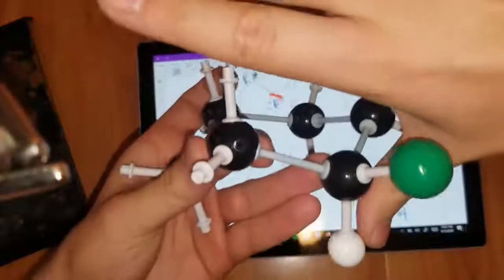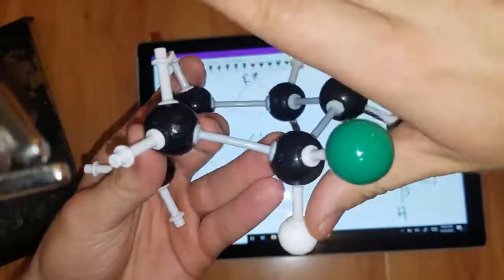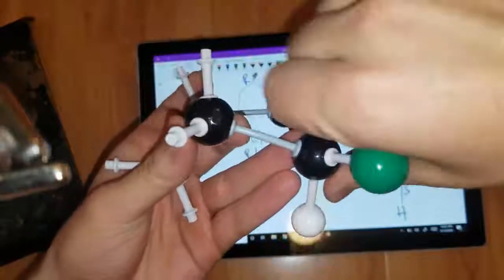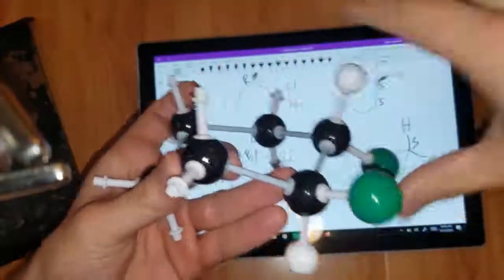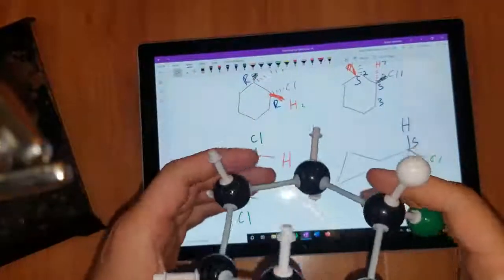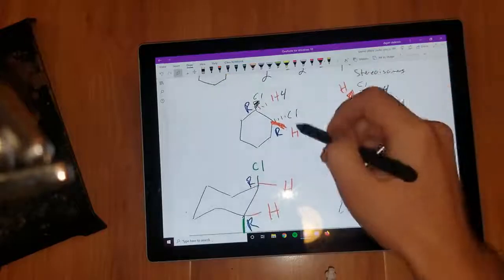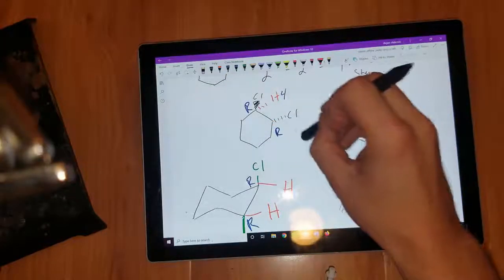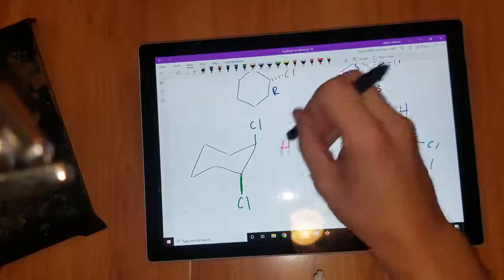My thumb's down here. Here's number 1, here's 3, and then 2, right? So 3, 2, 1. That's not how I count. That's S, right? So you can use any method that you want. And so let's go ahead and think about the stereochemistry, or the relationship between these compounds. So I'm just going to erase away some of this stuff.